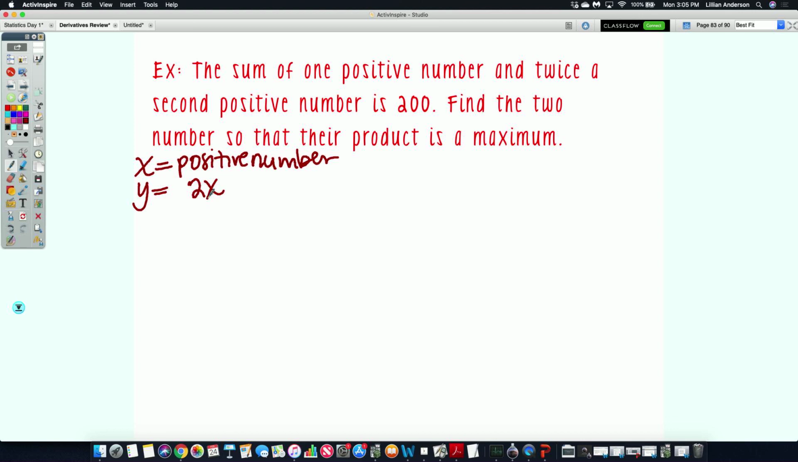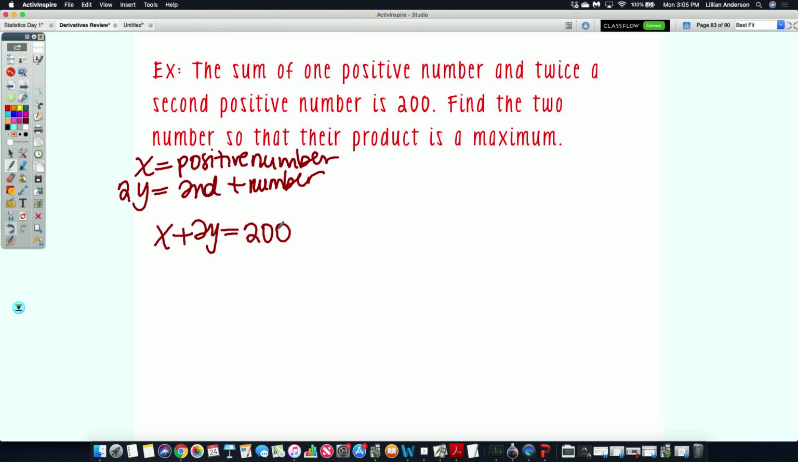Ooh, actually, hold on. It's two separate numbers. Actually, it is two separate numbers. So it'd just be 2y. Okay, so this one's actually going to be 2y. So then this is your second positive number. Now you know the sum of them has to equal what? 200. So that's x plus 2y has to equal 200. So you have your first equation.